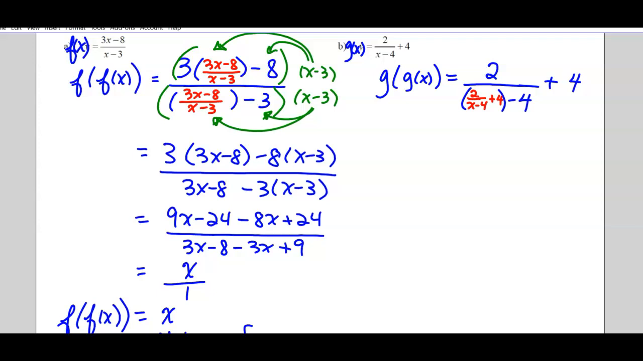Okay, that denominator is nice. That adds to 0, right? So here, yeah, you can multiply top and bottom by x minus 4, or think about it, you're dividing 2 by 2 over x minus 4, right? So invert and multiply. Go back to junior high, kiss and flip. Right? So the 2's will divide out, and you'll just be left with x minus 4 plus 4, which is x.